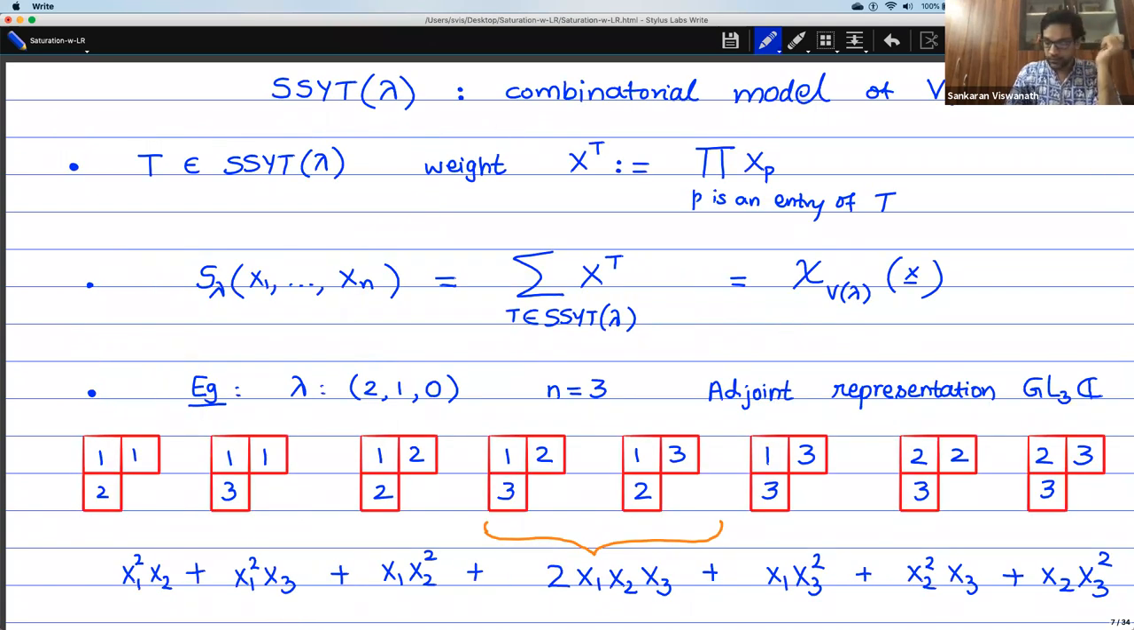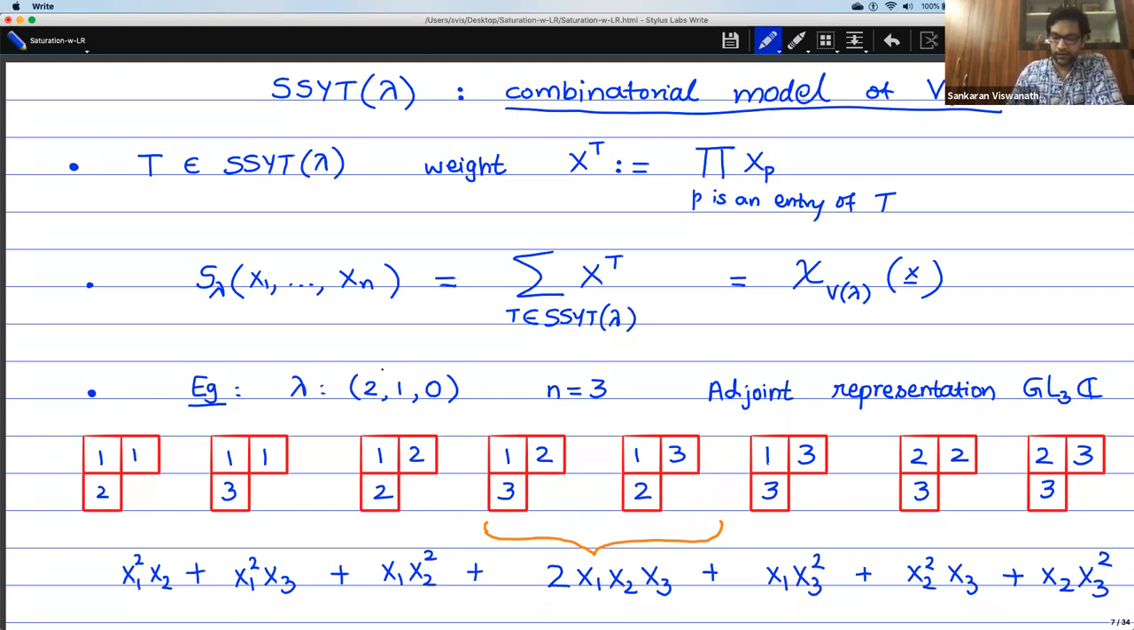And the statement here is that the semi-standard Young tableaux on a given shape lambda form what we call a combinatorial model of V lambda. There are many precise senses in which we want to think of it as a combinatorial model, but for a start, I already observed the following: that the character of a given representation can be read off from the collection of all semi-standard tableaux of a given shape.